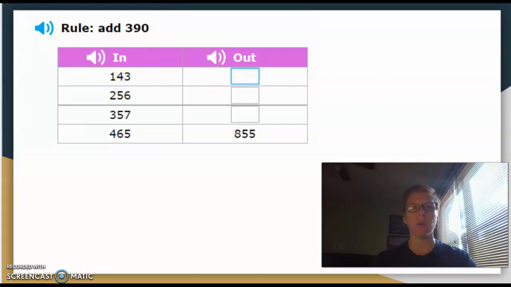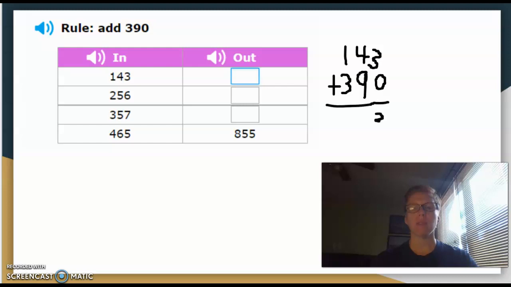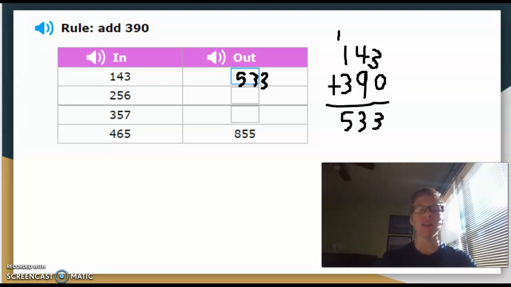So my first number is 143. Let me write down 143 over here, and I need to add 390. Well, my answer will be 3 in the ones place, 9, 10, 11, 12, 13. Then I'm going to carry over 3, 4, and 5. So my answer right here would be 533. And I'm going to do that to every number on the left-hand side. I'm going to add 390 to it.